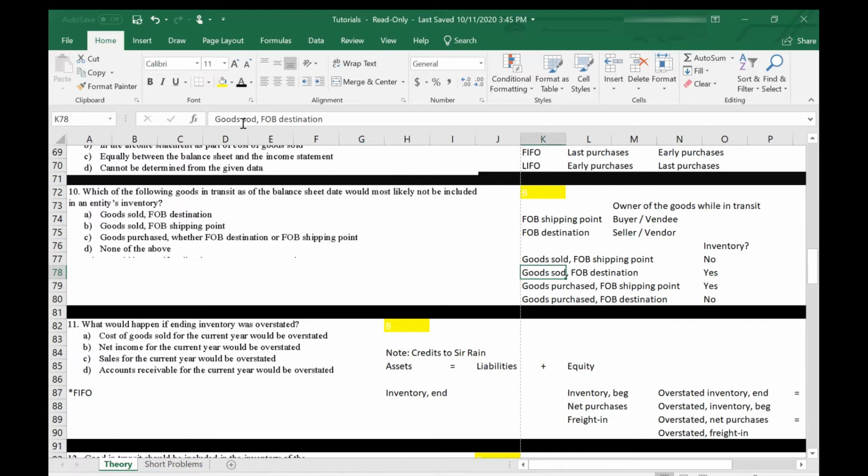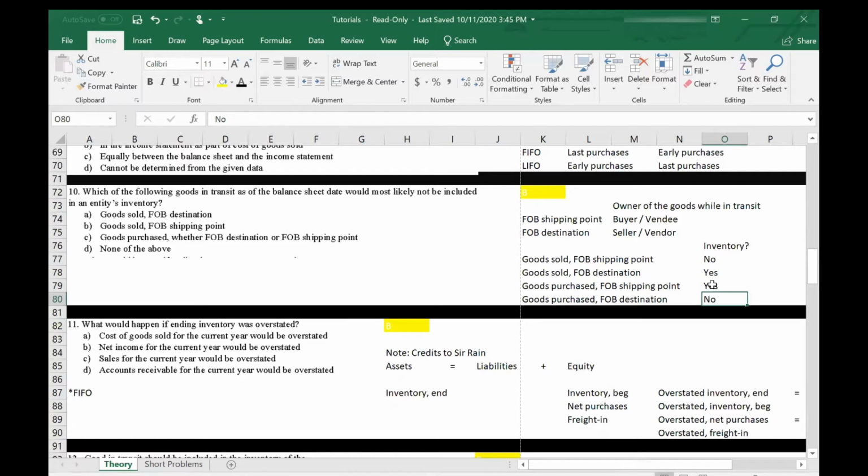Because it's FOB destination. How about goods purchase FOB shipping point? Purchase, so nasa perspective ka naman ni buyer. Goods purchase FOB shipping point, yes, no? It's your inventory. How about goods purchase FOB destination? Again, nasa perspective ka ni buyer, FOB destination, hindi mo pa yan inventory. Inventory pa yan ni supplier or ni seller. So it's no. So let's do this one by one.